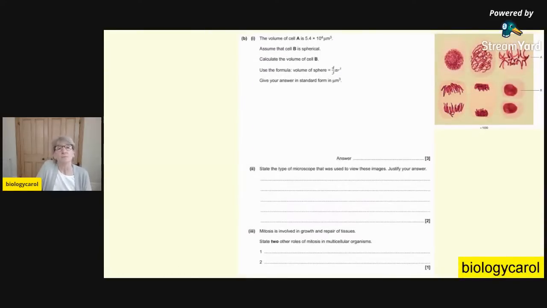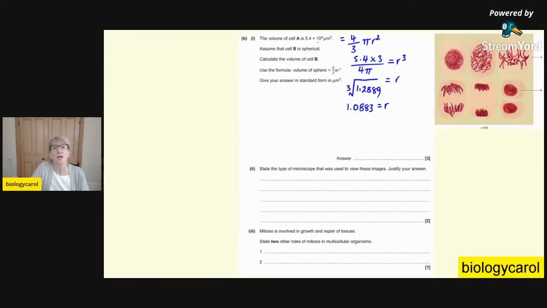The volume of cell A is that number there. Assume that it's spherical. Here we're given the formula for the volume of a sphere. Calculate the volume of cell B. Give your answer in standard form. Okay, so I'm going to show you what I thought of doing first. I'm no massive mathematician. So I recognized that this equaled this formula, and therefore I could rearrange the formula to get R cubed, and then cube root that to get R.